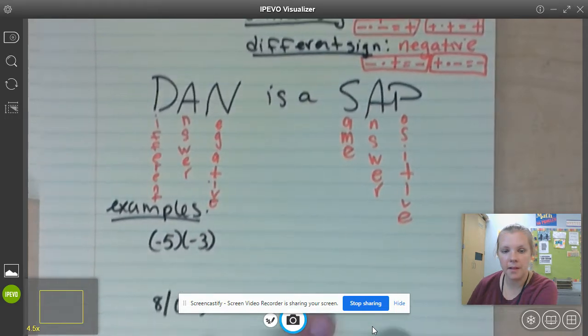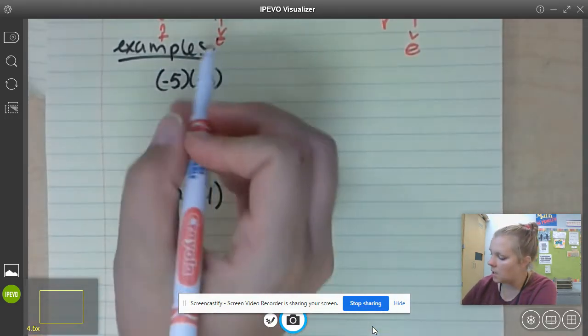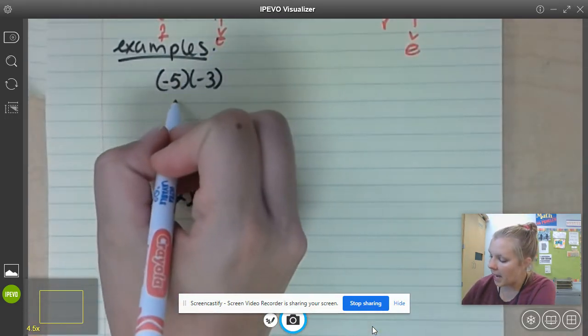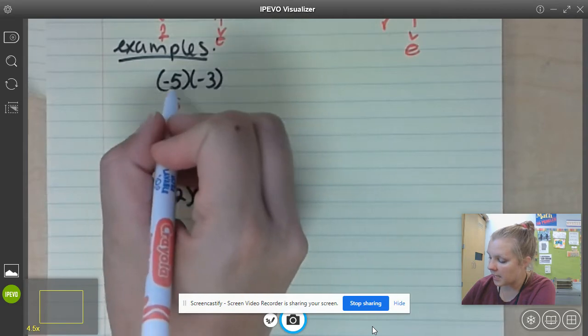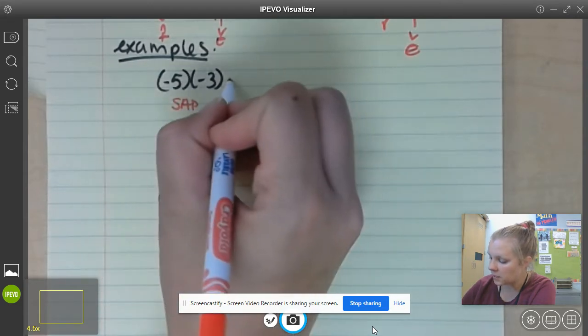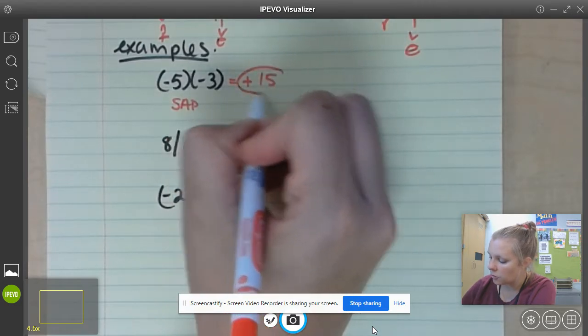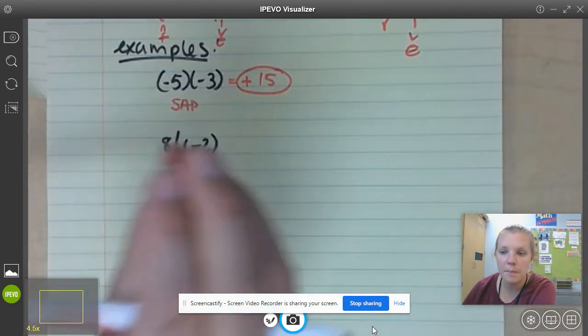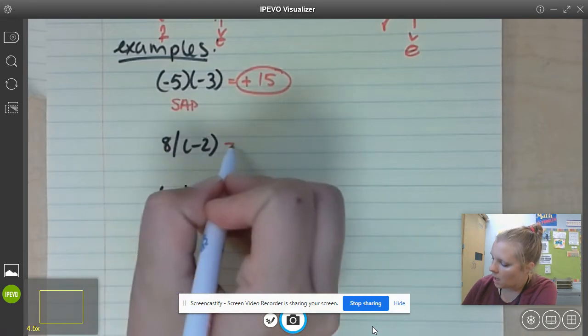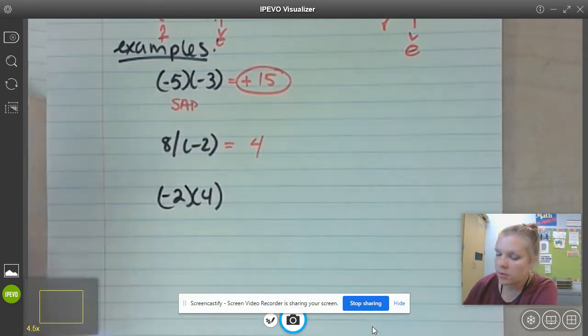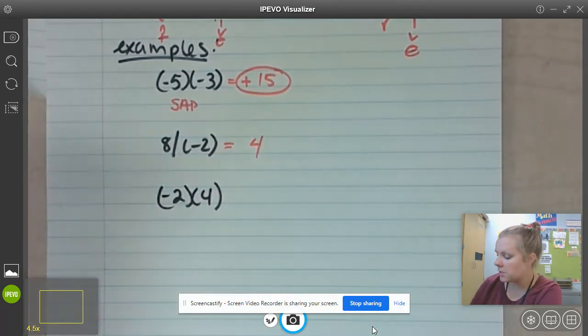All right. A couple of examples. -5 times -3. I notice here that the signs are the same. That means the answer is positive. And then 5 times 3 is 15. So this answer is positive 15. You do the math normally. 8 divided by 2 is 4. Do the math, and then you can determine the sign of the answer.